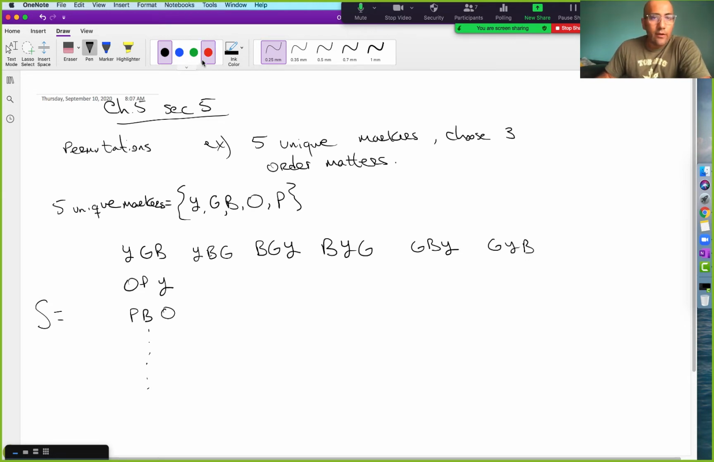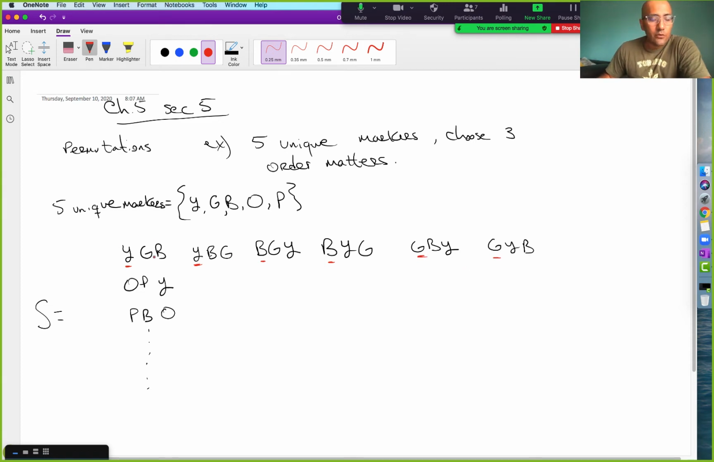Okay, so the way I organized them was that I wrote down all the cases in which yellow is first, here and here, and then just switch these two around. Then I wrote down all the cases where blue was first, right, and then switch those around. Then the cases where the green is first, and then switch those around.